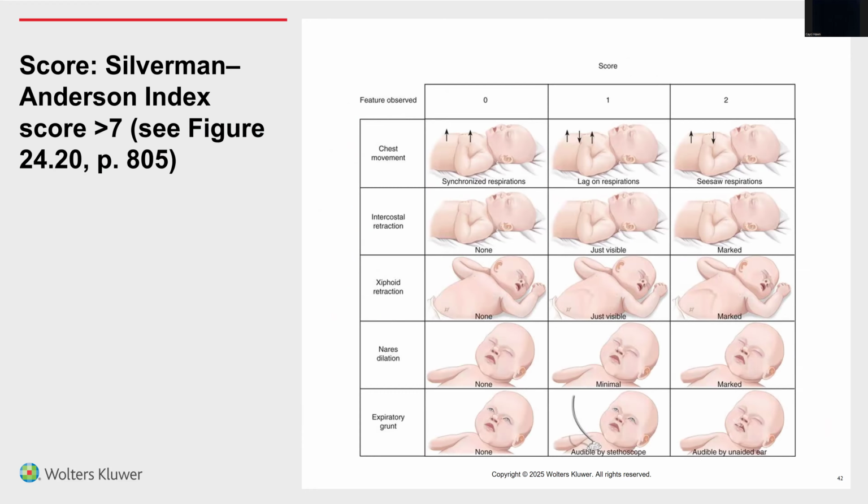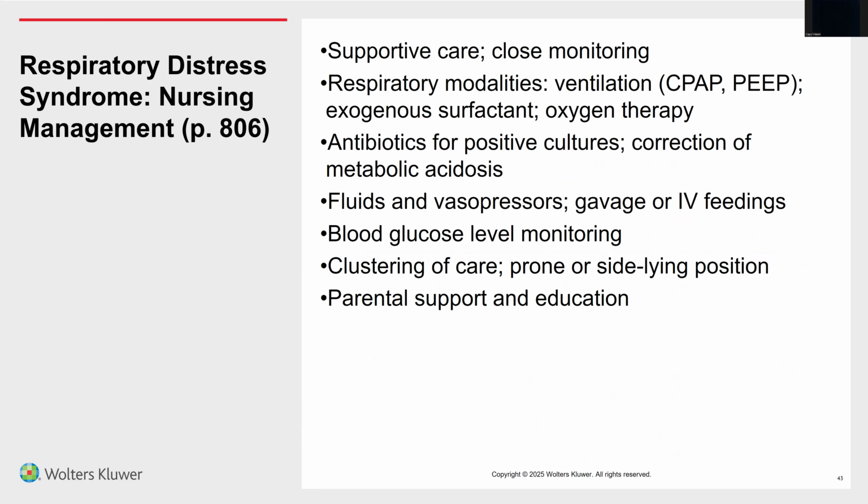This is the Silverman-Anderson index, and it just gives you the features observed, and it makes you put a score with it. So, again, this is one way that helps us determine how bad our distress is, or if we're even having neonatal respiratory distress syndrome.